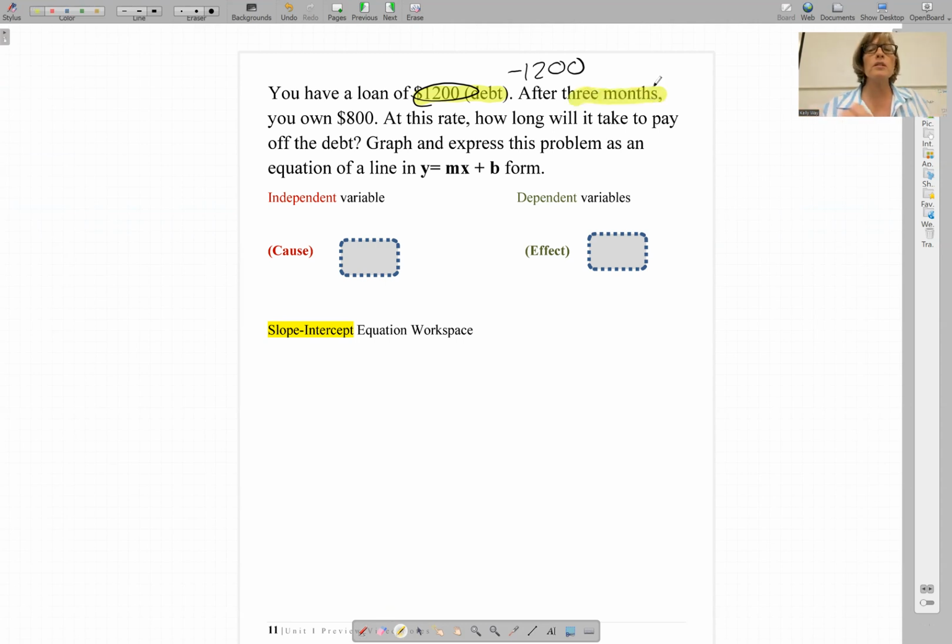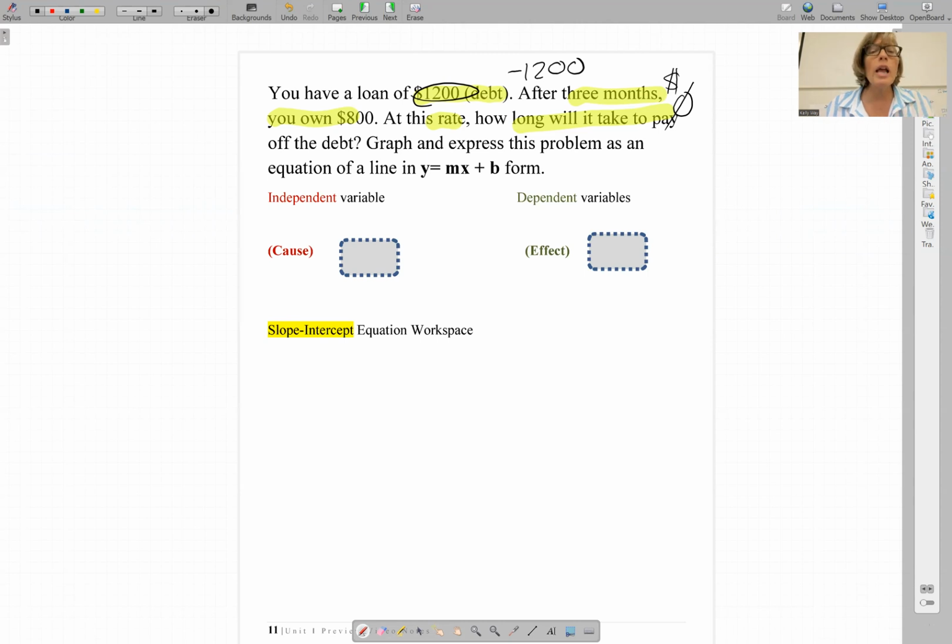Debt means you're in the red, as we say. After 3 months, that's a time factor. You owe $800 at this rate. How long will it take to pay off the debt? In other words, pay off means get down to a balance of $0. Graph and express this problem as an equation, y equals mx plus b.